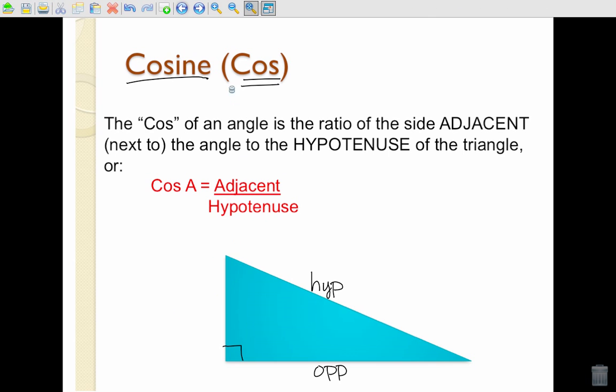Again, if we change the angle that we're talking about, so if this is angle A, now our adjacent side is down here, and we would use adjacent and hypotenuse to find the cosine.